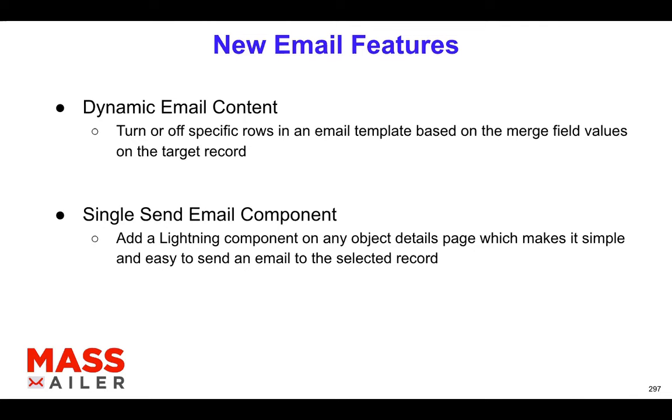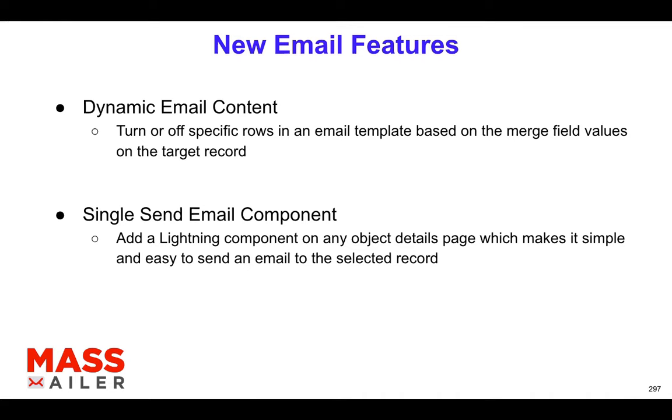Apologies, the note that I mentioned below the dynamic email content is actually wrong. I think it's a copy paste mistake. Sorry for that. So I'll explain what it means. If you are sending an email to certain recipients, and you don't want to show certain rows for some of the users, you can dynamically control the rows that get displayed for the target recipient. Partially what I mentioned is correct, but it didn't have to say merge fields and all of that.